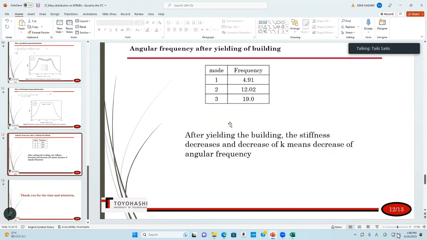So I think it's also a good idea to discuss the TMD after yielding of the building. At least we can work with only a single TMD. Even with your lumped mass model, you can connect one TMD, another TMD, another, so you can put multiple TMDs on the same floor.